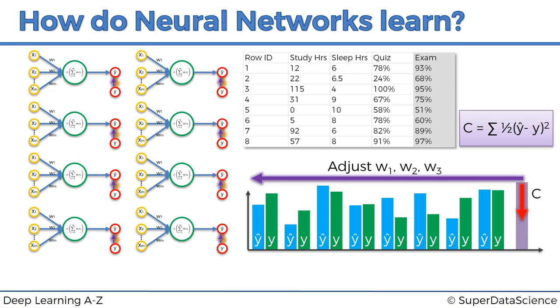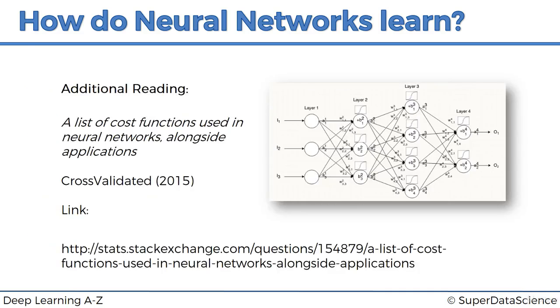So some additional reading that you might want to do for the cost function, and I know we just talked about one, and there are many different ones. A good article is located on Cross-Validated. It's called A List of Cost Functions Used in Neural Networks Alongside Applications. The URL is there, but you can just Google for that exact search phrase, and this one will be the first one that pops up. It's actually got some good examples and use cases for different cost functions. So if you're interested to learn more about cost functions, check out this article.